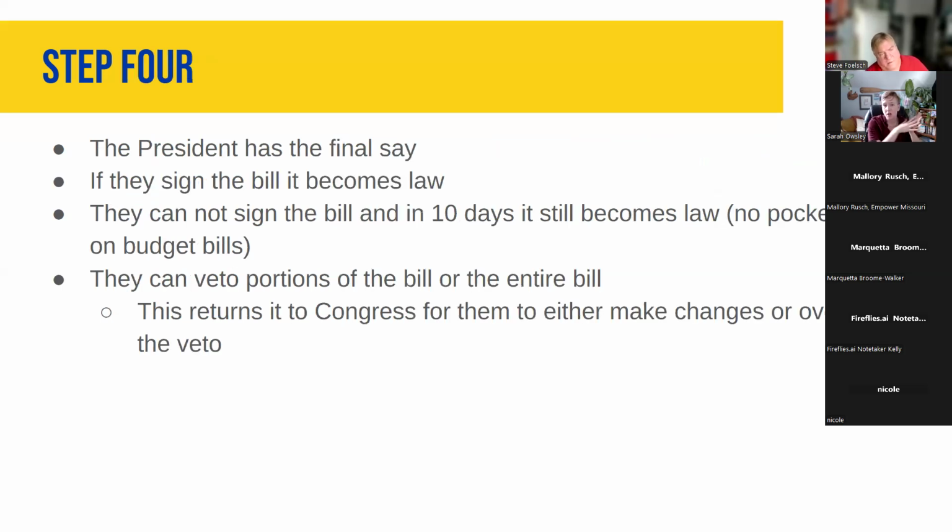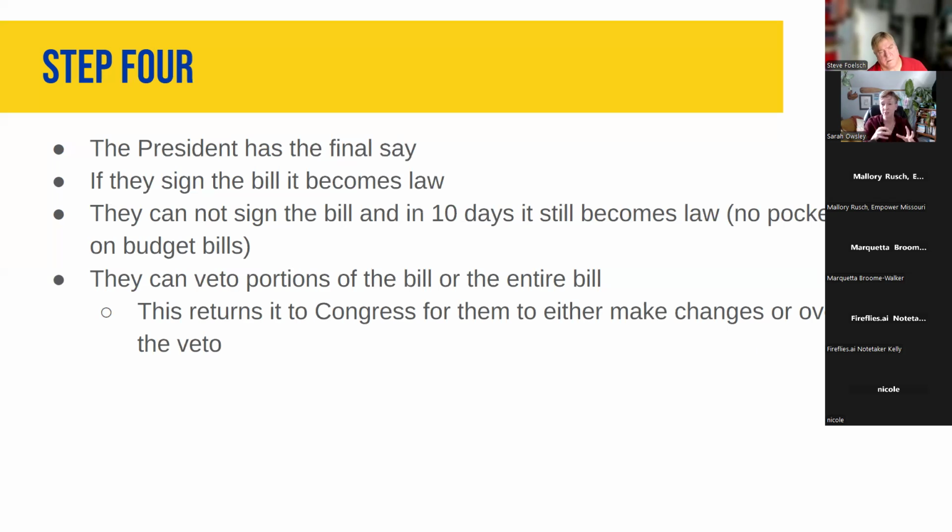When we've made it through all of that, the agencies, the OMB, the president, the House, and then Senate, the president has sort of a final say, relatively. If they sign the bill, then that's the law. That's our budget for the year. There is not a pocket veto on budget bills. So if the president chooses to not sign the bill, in 10 days, it becomes the law.